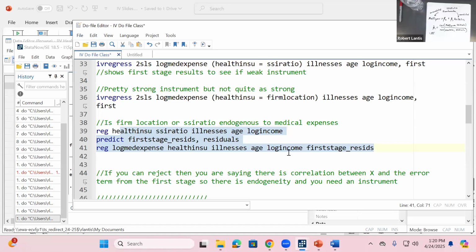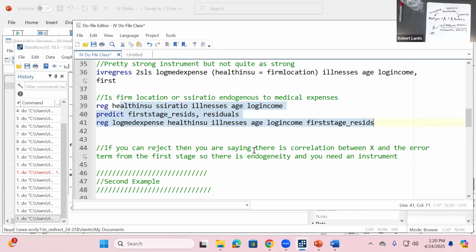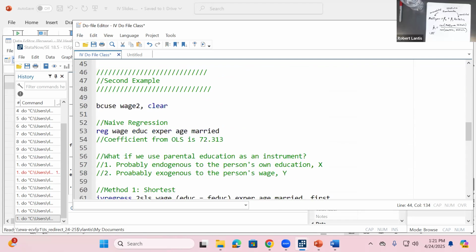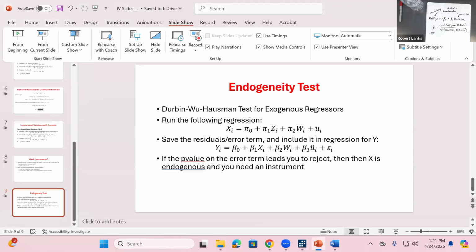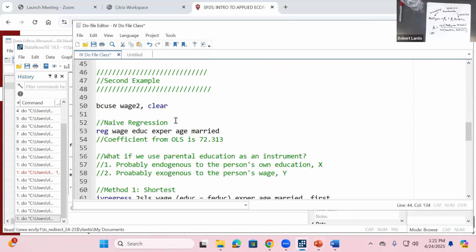Okay. All right. So we rejected, which means we should be using that as an instrument. That's what I added in there. So that should take us through every topic, anything we should need. From here, it's just going to be looking at more examples. We'll go through one more example, and then I think I'll have something that's a little bit more fun.